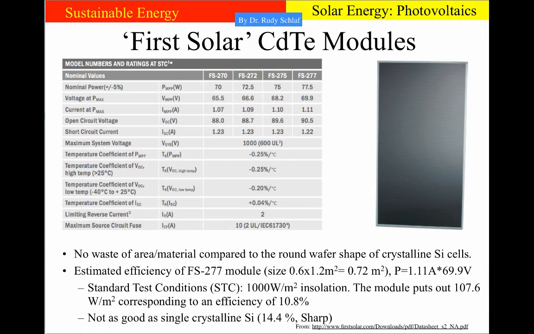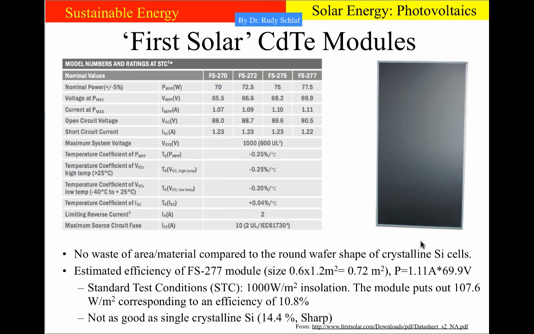Here you see an example of a cadmium telluride module made by First Solar. The appearance is strikingly different from single crystalline silicon solar cells. It's just one black slab instead of these slices of single crystal wafer that are glued next to each other.